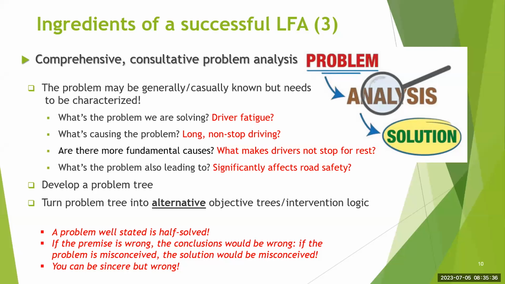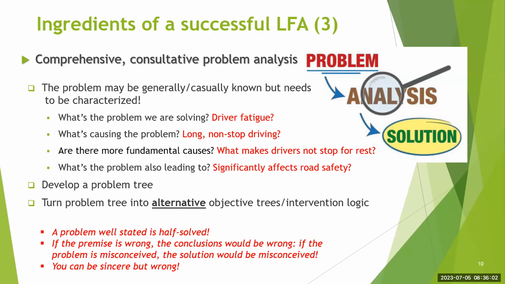All this should lead to the development of a problem tree so that you'll be able to link all these things together. Unfortunately, I knew there wouldn't be much time to give an example of a problem tree. But from the problem tree, we turn it around into an objective tree or the intervention logic. This is where we know that the interventions we are putting in place are actually in response to problems we have identified. It is said that a problem well stated is half solved.